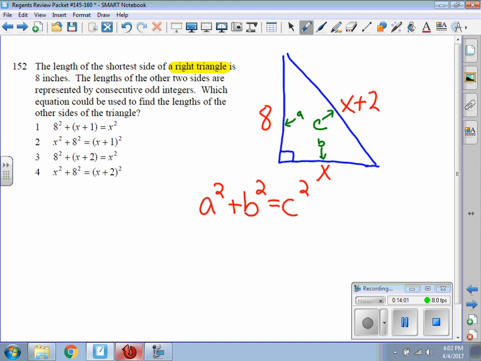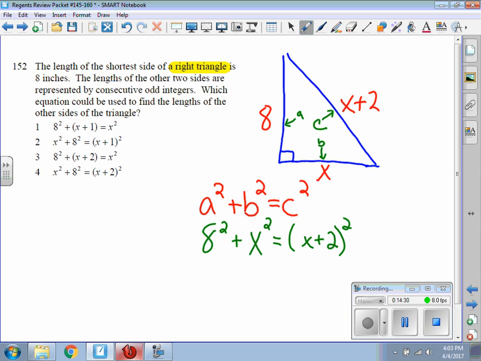Now I'm going to chug that information, those sides, into our Pythagorean theorem. So my side A, I called 8, squared, plus my side B, I called X, squared from the formula. My side C is X plus 2 in parentheses, squared. Do I have an answer that looks like that?